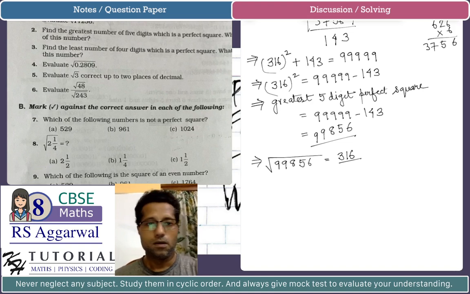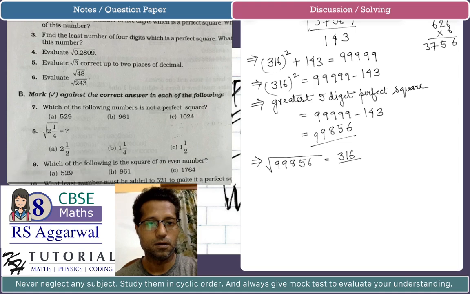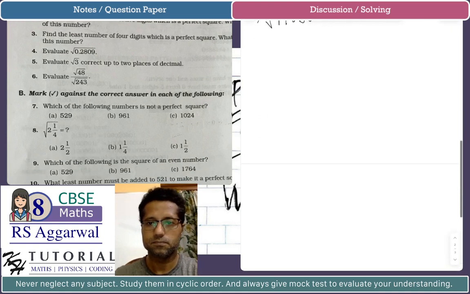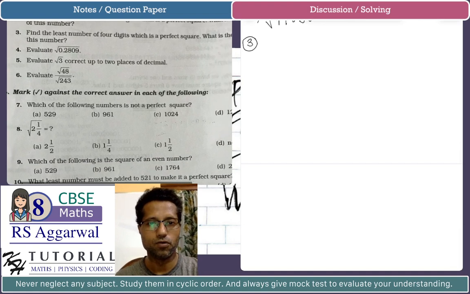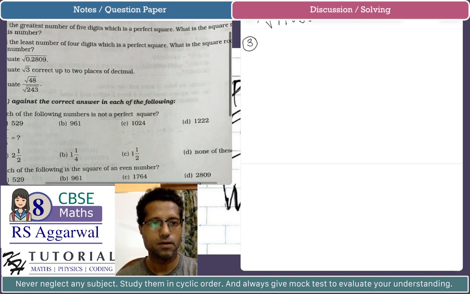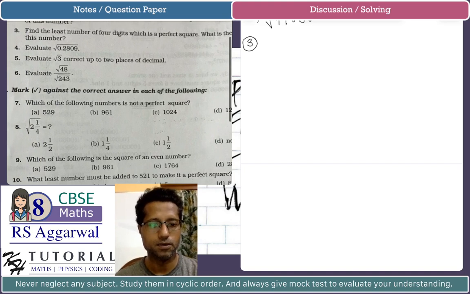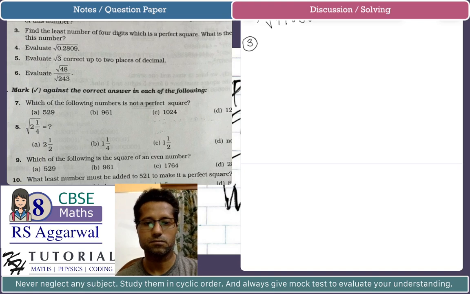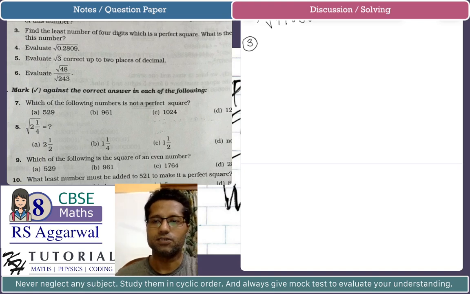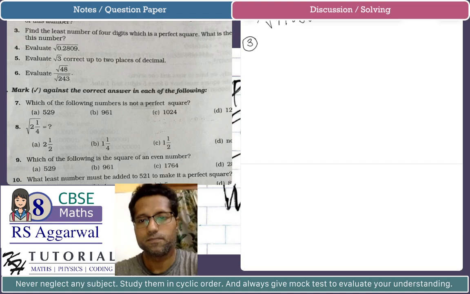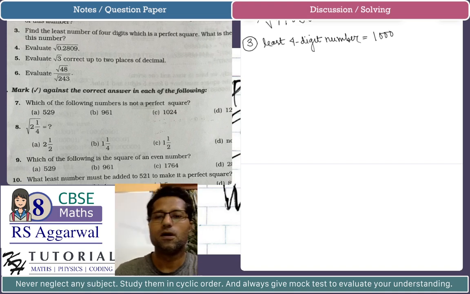Okay. Let's do question number 3. It is asking, find the least number of 4 digits which is a perfect square. What is the square root of this number? We have to find this time the least number of 4 digits. So we will start with the least number of 4 digits. The least 4 digit number is 1000.